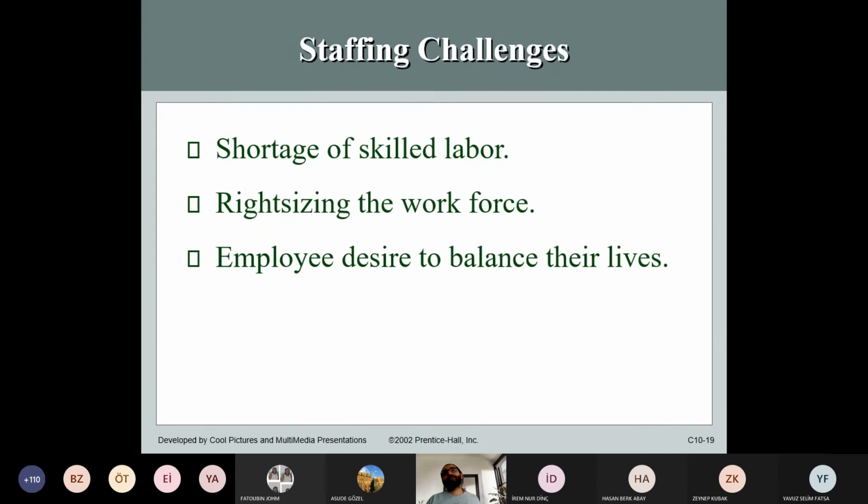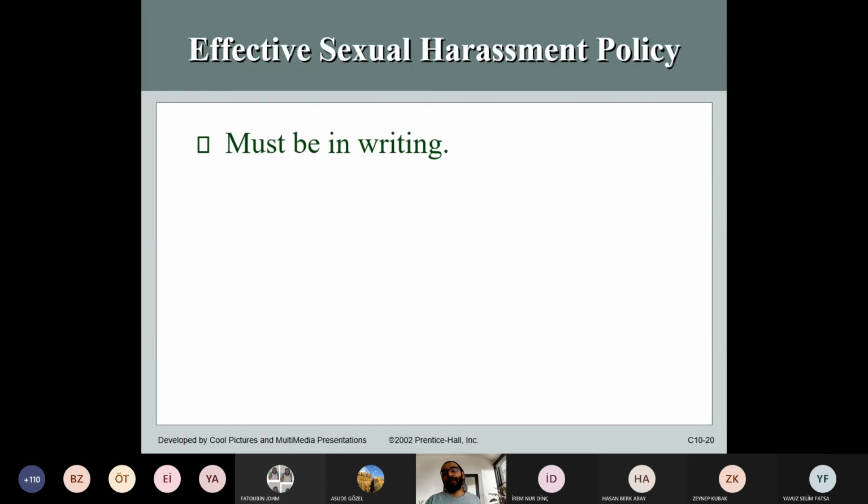Some challenge, because most of the workers want a balance. They want to spend their time with their family. They want to go travel. They want to make some holidays, right? This is also another challenge.